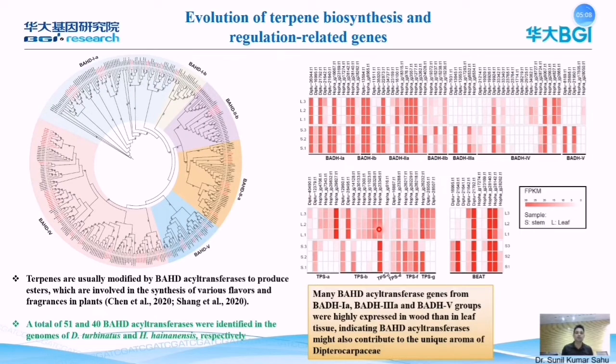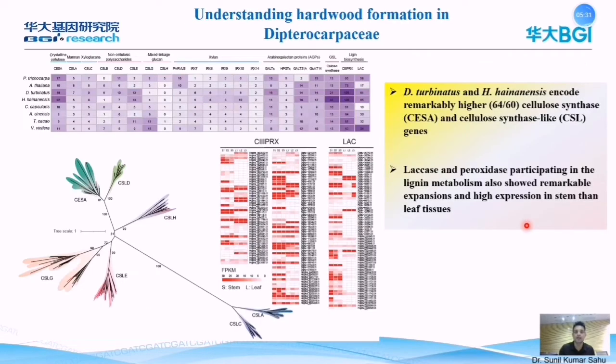Then we also focused on the evolution of the terpene biosynthesis and its regulatory genes. One gene, BAHD acyltransferase, was highly expanded in these two species, and several genes showed very high expression in the stem tissue compared to the leaf, similar to other pathways. Likewise, when we looked into the cellulose synthase and cellulose synthase-like genes, we found very high expansion in both tree species.